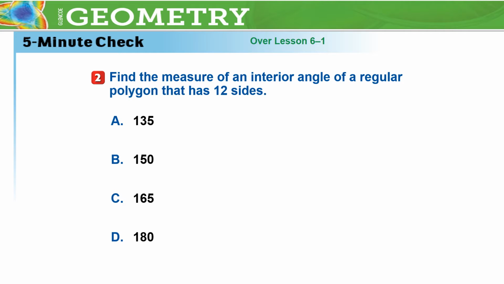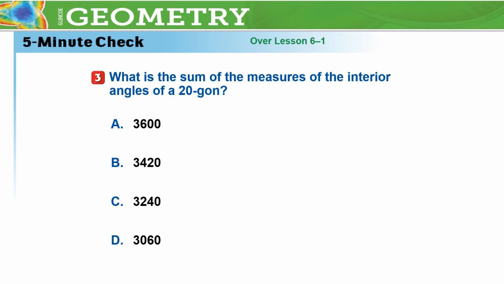Number 2, find the measure of an interior angle of a regular polygon that has 12 sides. In the same way, you will get 12 minus 2 times 180 divided by 12, which is 150. What is the sum of the measures of the interior angles of a 20-gon? This means this polygon is formed from 20 sides. Then the sum is n minus 2 times 180. 20 minus 2 times 180 will be 3240.